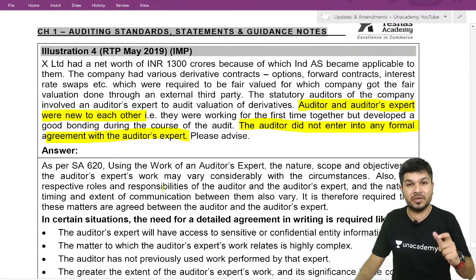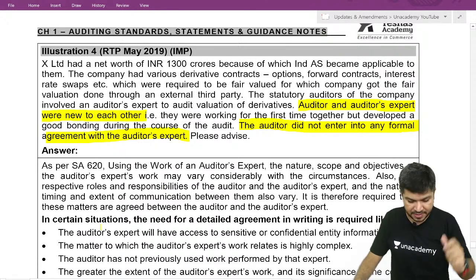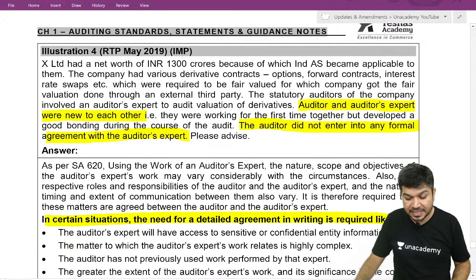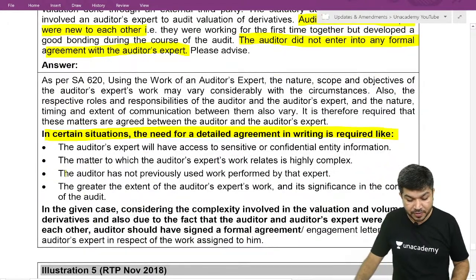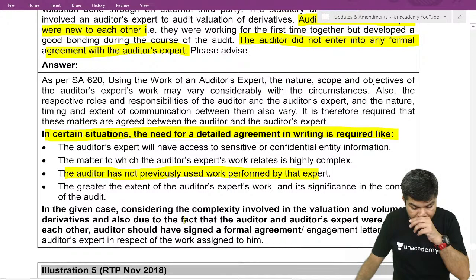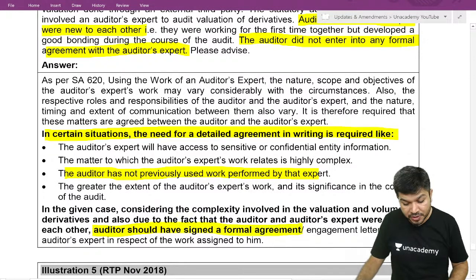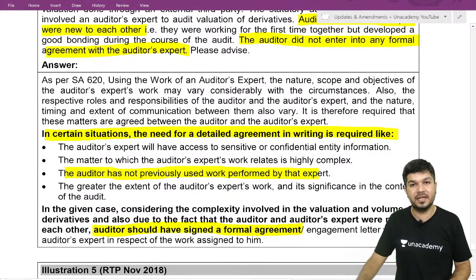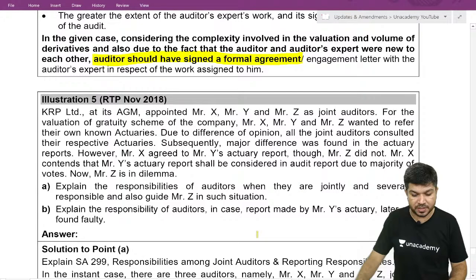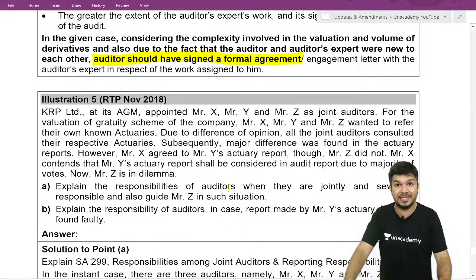This is based on your requirement number 4 or 5, which was related to agreement. In certain situations, you need a more detailed agreement, and one of the points is that you have not worked together previously. So in the current question, you have not entered into a formal agreement. That's wrong. The auditor should enter into a formal agreement.